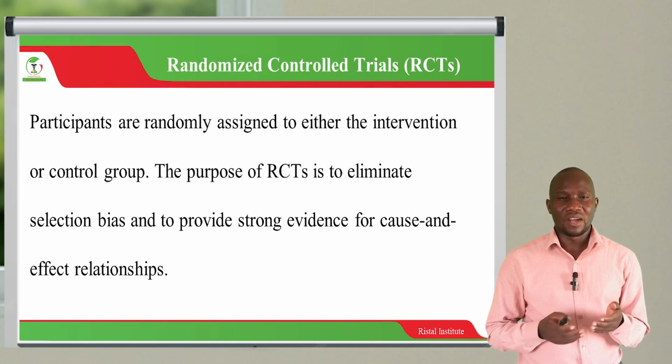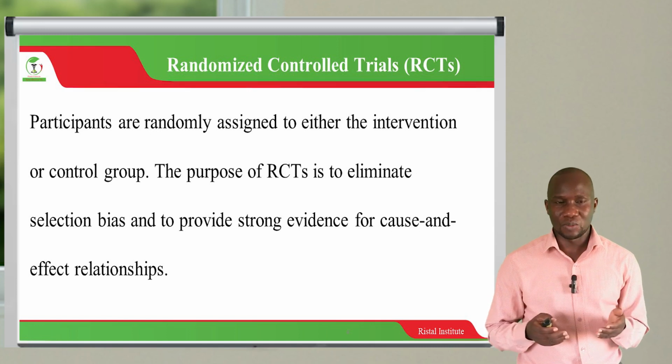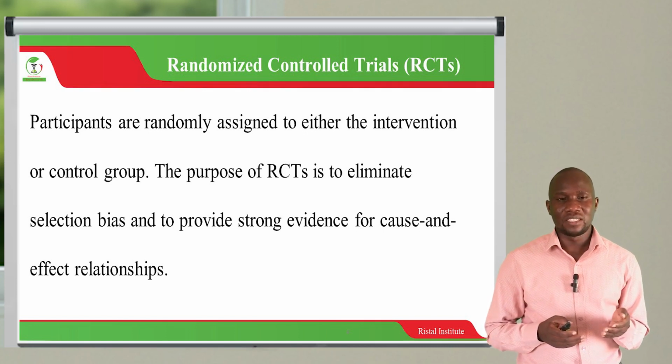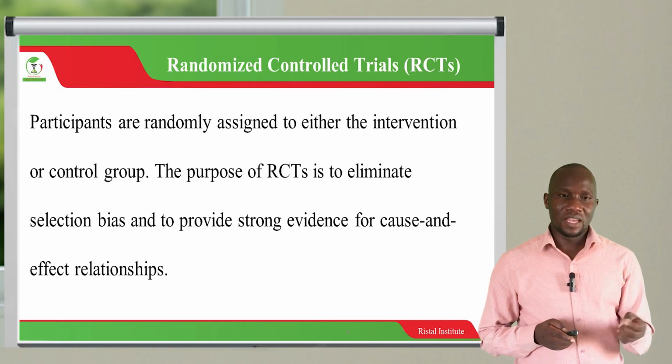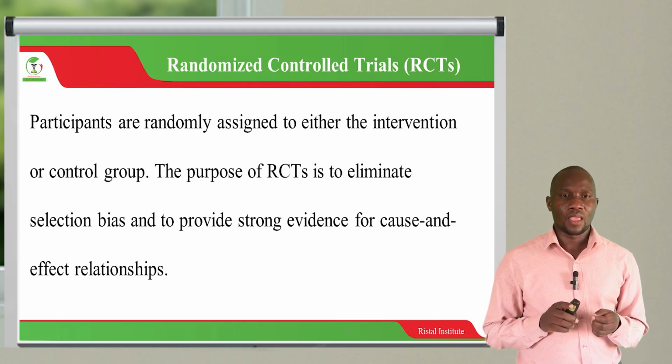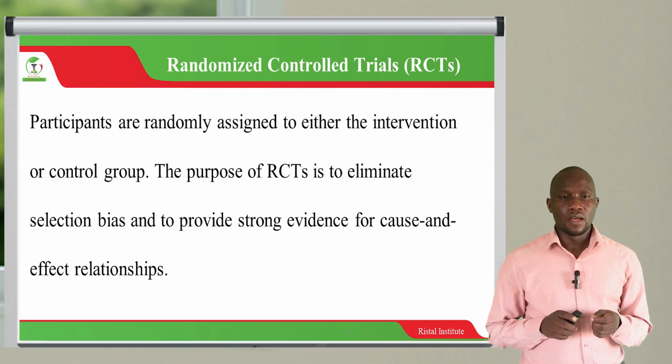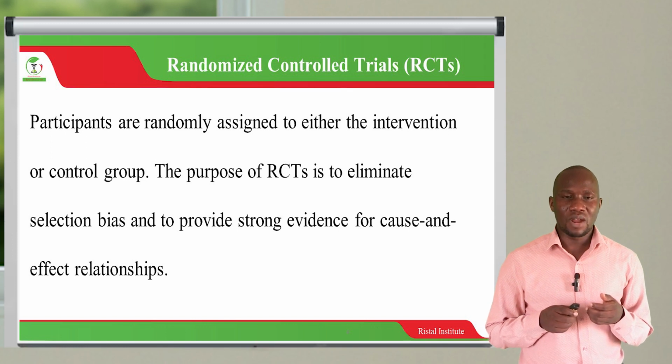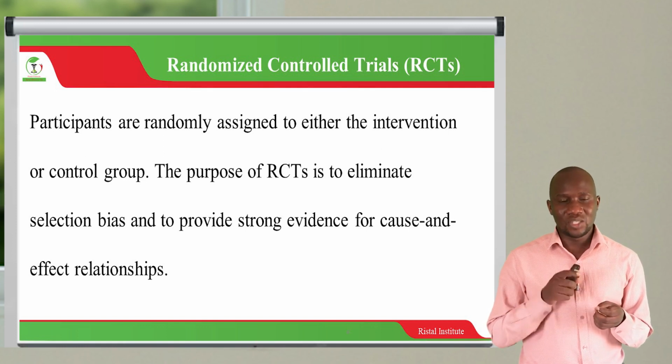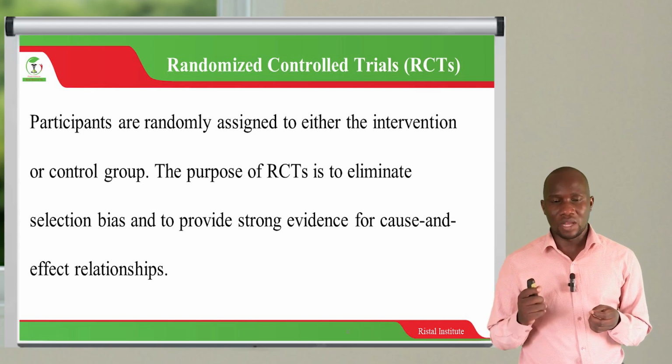So that's why we call them randomized control trials, because the assignment to either of the groups is a random process where each one of the participants has an equal chance to either be in the intervention group or the control group. In practice, the randomized control trials produce strong evidence for whether a particular intervention actually causes a particular impact or effect.